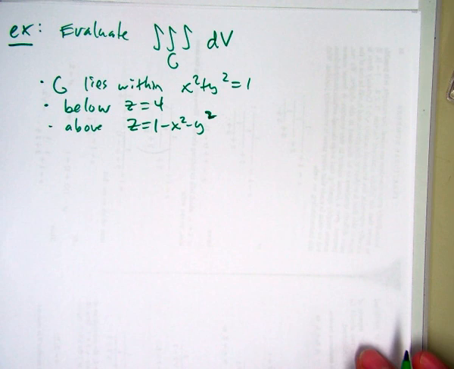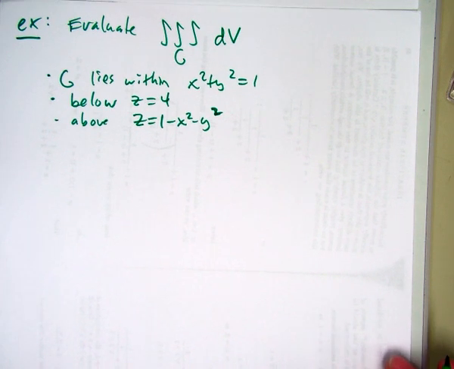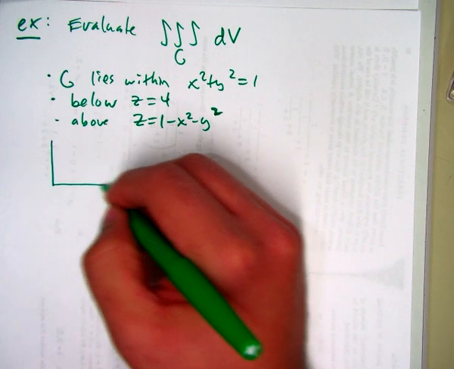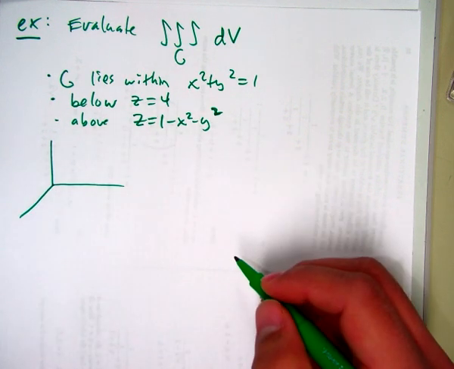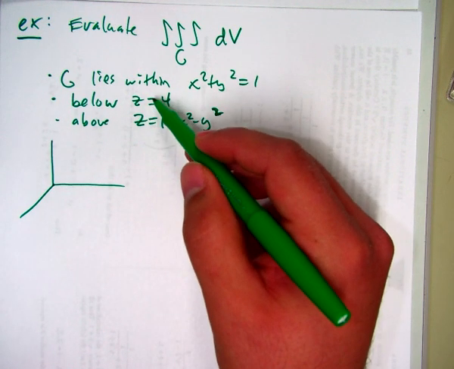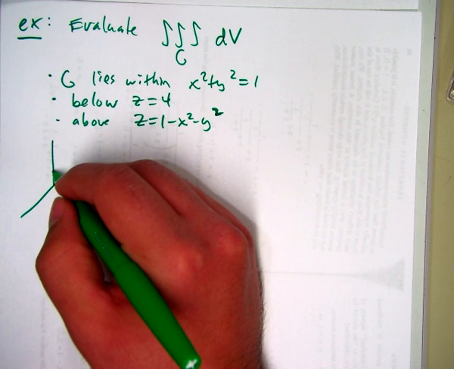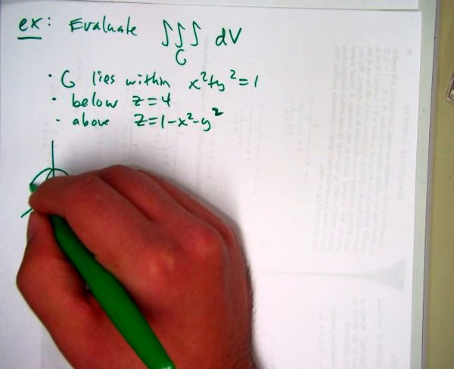Now, before we go ahead and set everything up, what are we actually finding here? We're just finding a volume. Why? It's just dV, right? There's no function in here. So, as far as the bounds, let's sketch what we've got. I'm going to start with the surfaces z equals 4 and z equals 1 minus x squared minus y squared. So 1 minus x squared minus y squared was a paraboloid, right?